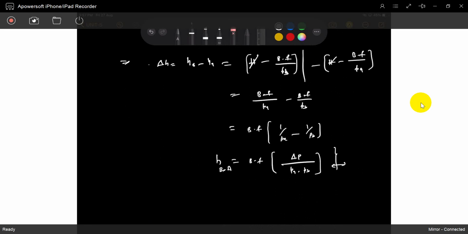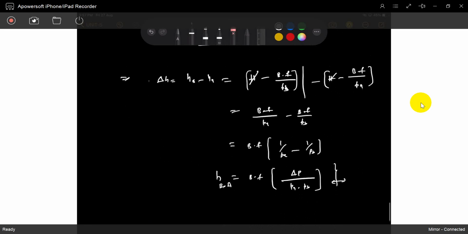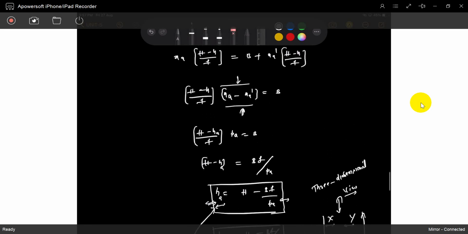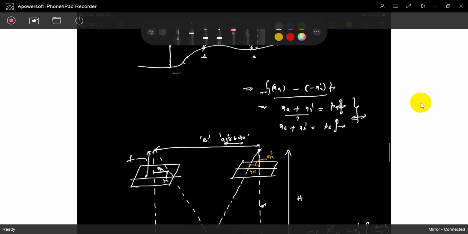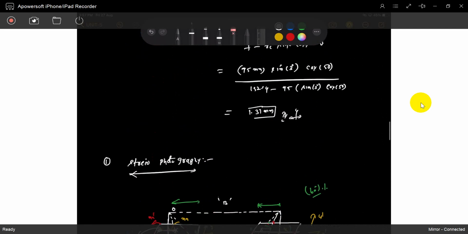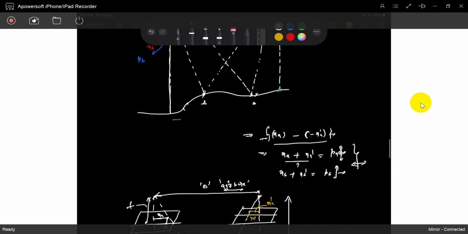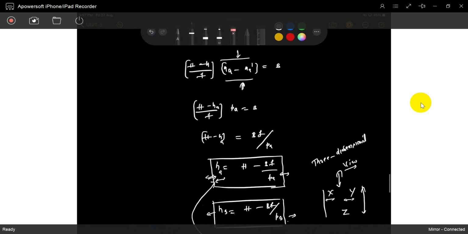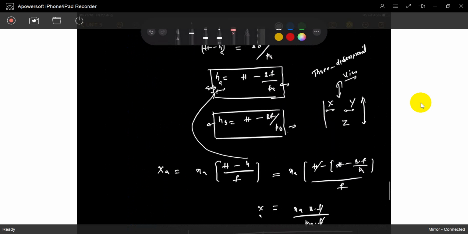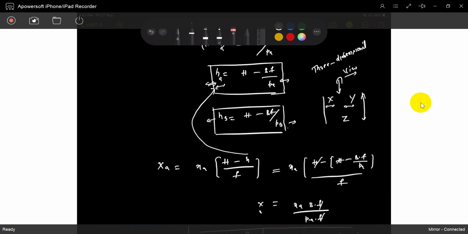I will do one problem. So that's the end of stereo photography today. This is called stereo photography based on the parallax. You will get the third dimension coordinate. Based on that parallax, you can develop a three-dimensional view. Every point has a different parallax. Are you observing? Each point has a change in parallax.